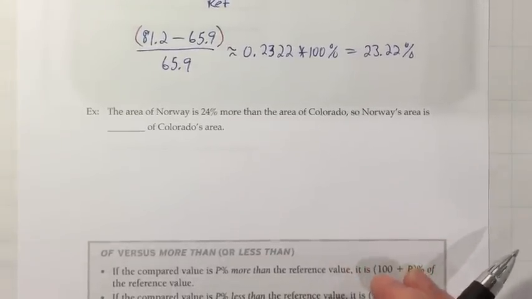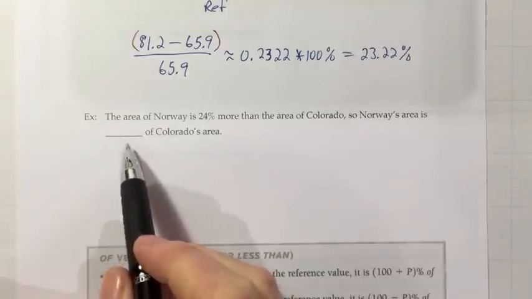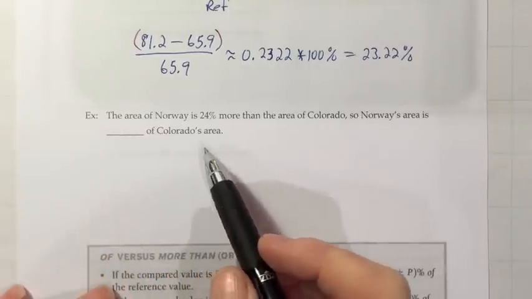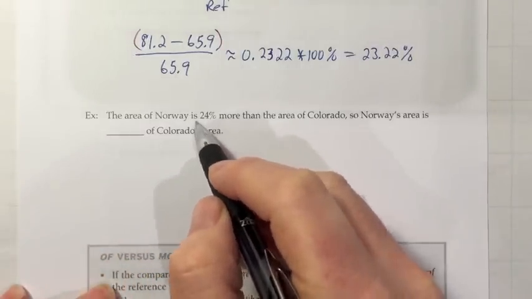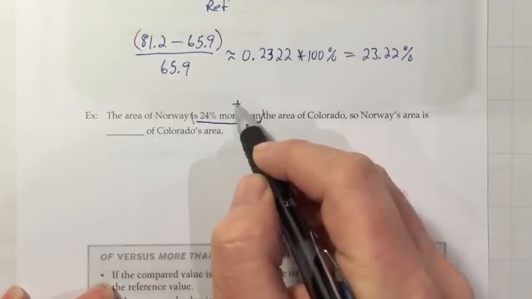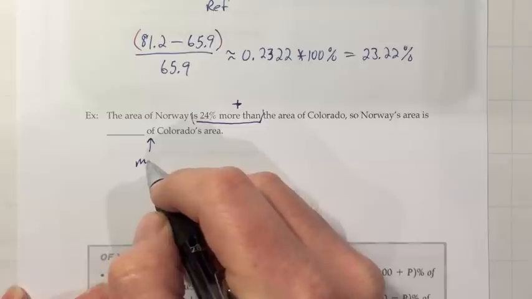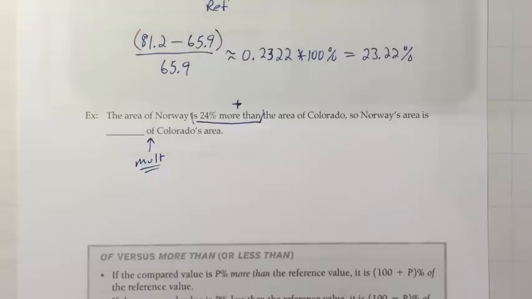So another example of that sort of thing, the area of Norway is 24% more than the area of Colorado. So Norway's area is, and they want a percentage here, of Colorado's area. So they're trying to figure out how to do a translation. How do you change 24% more than, which sounds like addition, to some percentage of, which sounds like multiplication? So we're trying to figure out what is the translation that makes the equivalency between a percent more than, addition, to a percentage of, which is multiplication.